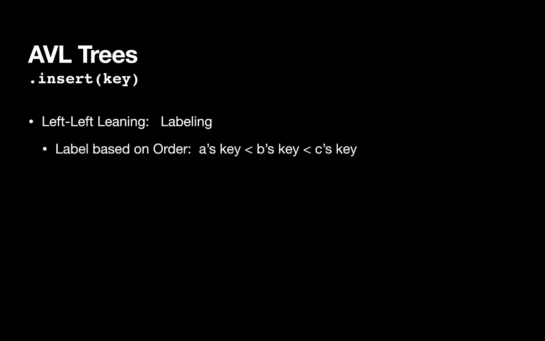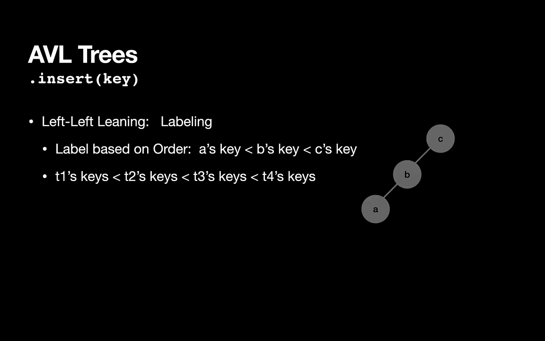I'm going to label the 3 nodes of interest as A, B, and C, and I'm always going to label them in such a way that they're in order by their keys. A's key comes before B's key, which comes before C's key. I'm also going to label all of those subtrees in a similar fashion. I'm going to label them tree 1, tree 2, tree 3, and tree 4, such that tree 1's keys always come before tree 2's keys, and so on. Okay, so labeling our left leaning tree.